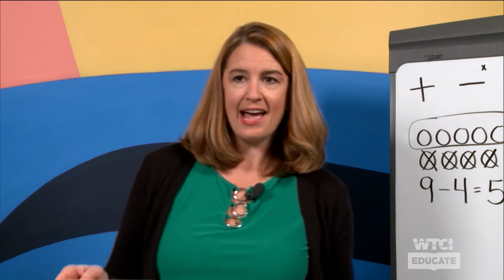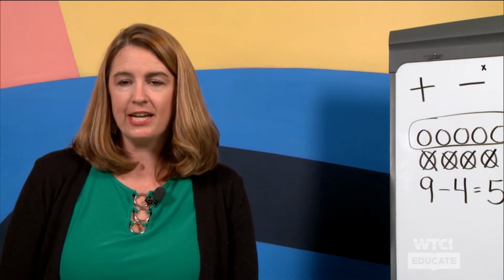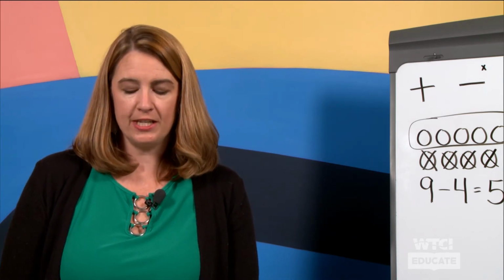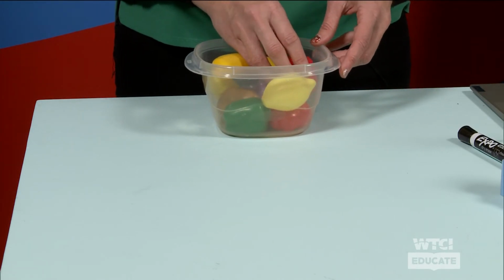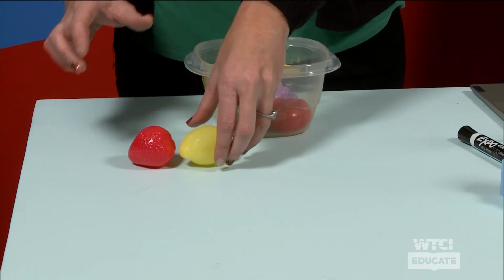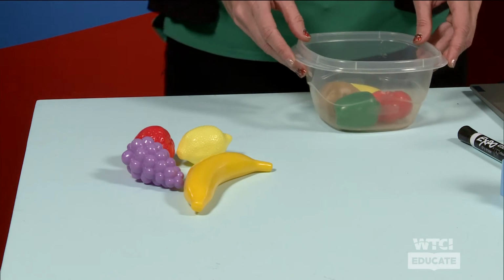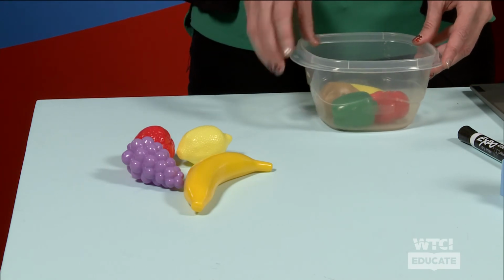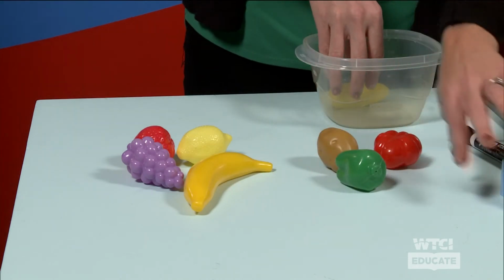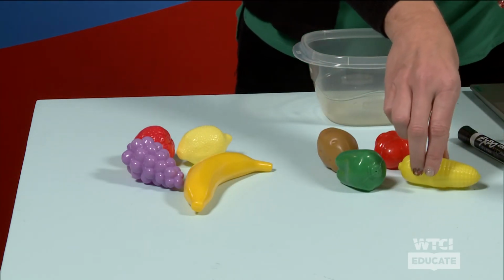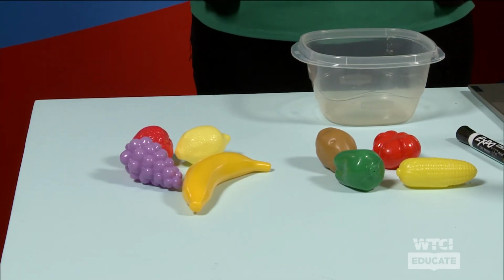All right, friends, I have some play food here with me today. You could also use real food in your kitchen to add and subtract. That would be fun too. All right, I put 4 fruits in my grocery cart. 1, 2, 3, 4. I put 4 vegetables in my grocery cart. 1, 2, 3, 4. How many total fruits and vegetables are in my cart?